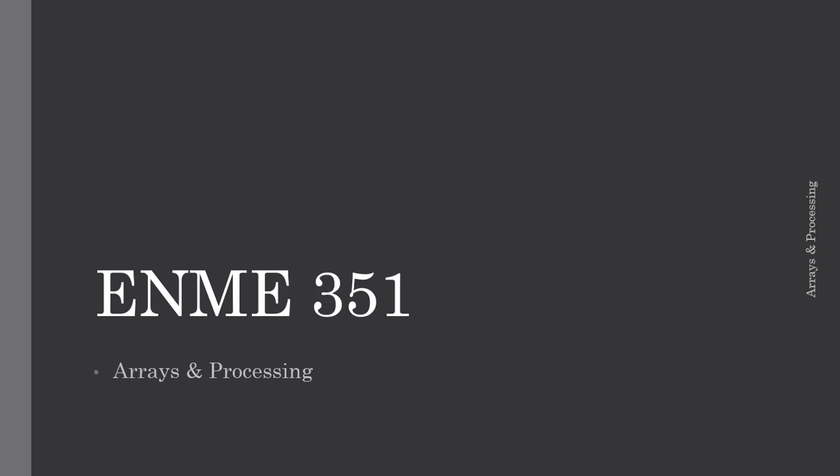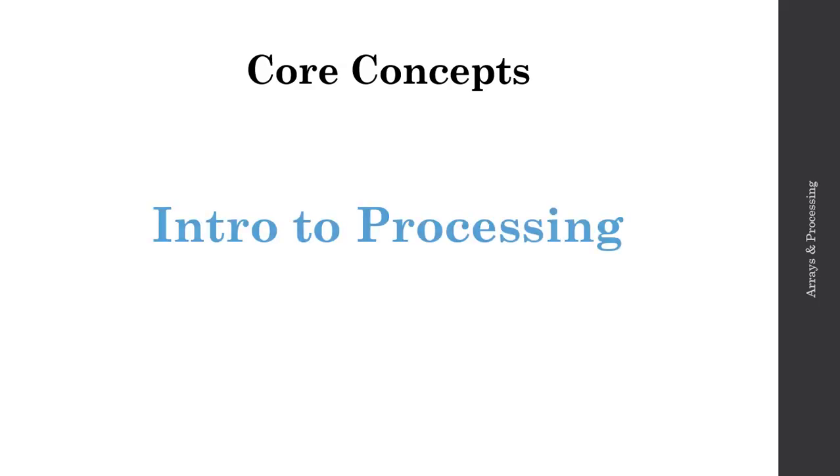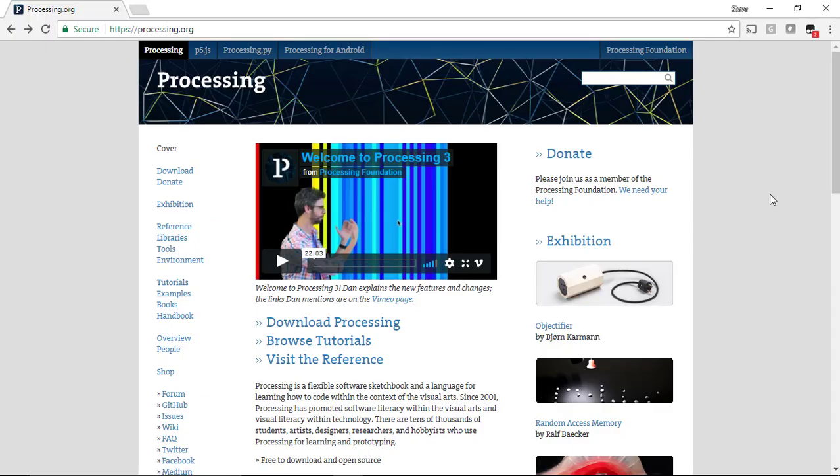Welcome to part 2 of our 3-part installment on arrays and processing. In this lesson, we'll introduce the processing software package. Processing, which was originally built on top of the Java language, was created to help those working in the visual arts learn to code. So we'll be using this ability to visualize data and interact with, say, our keyboard and our mouse to control our Arduino this semester.